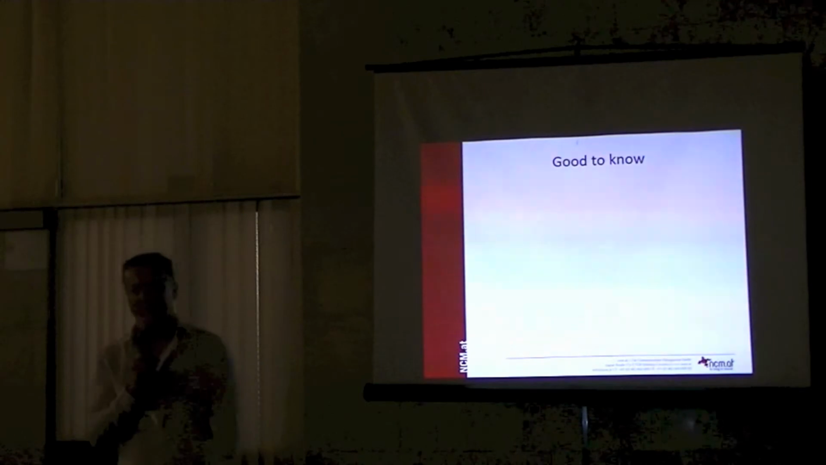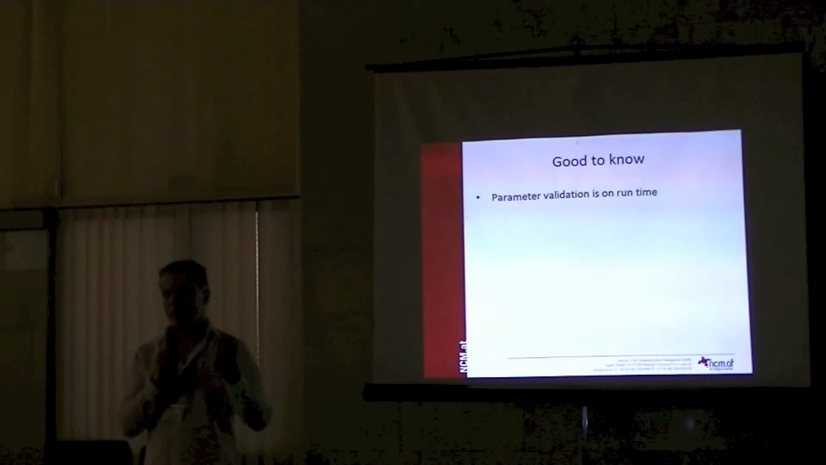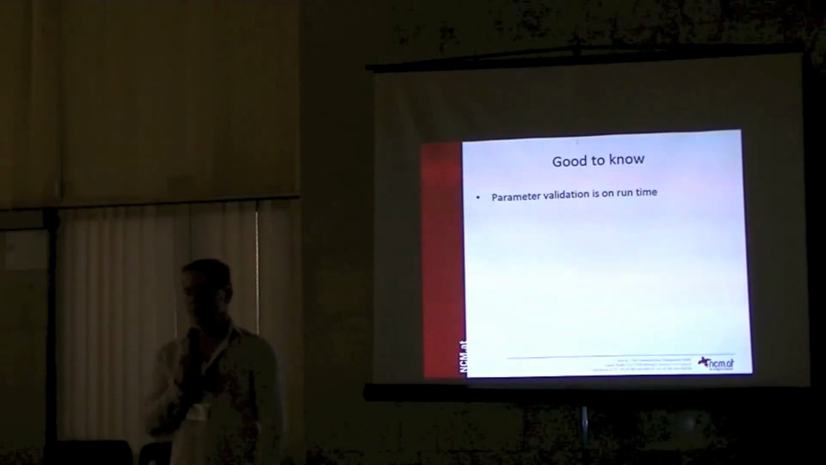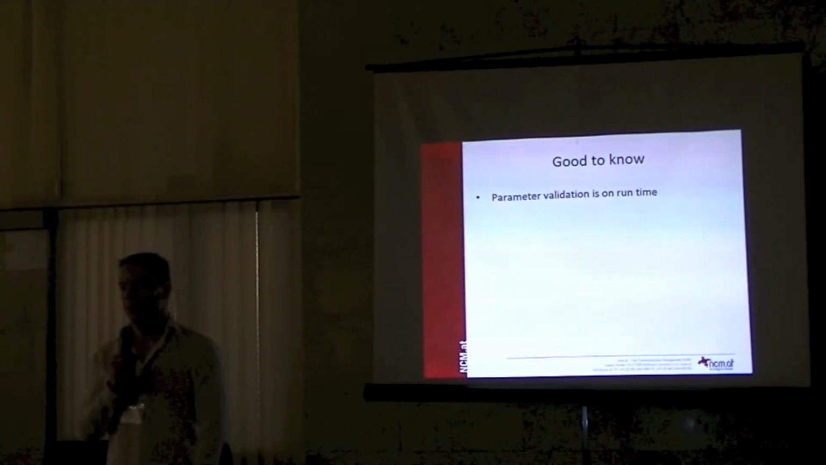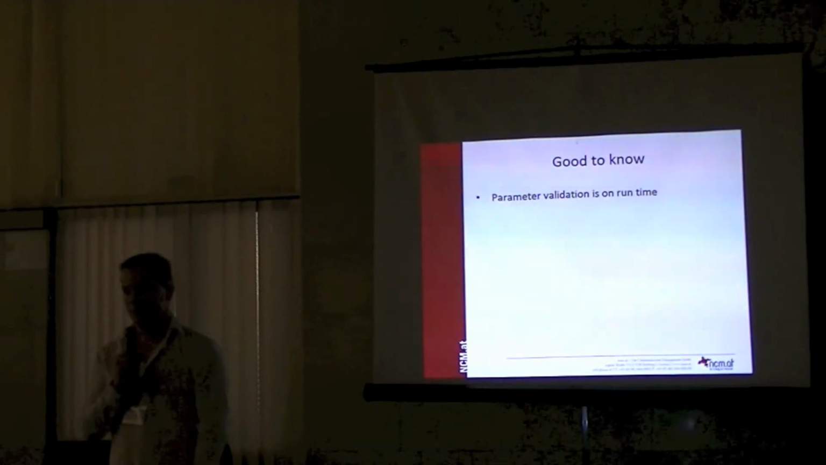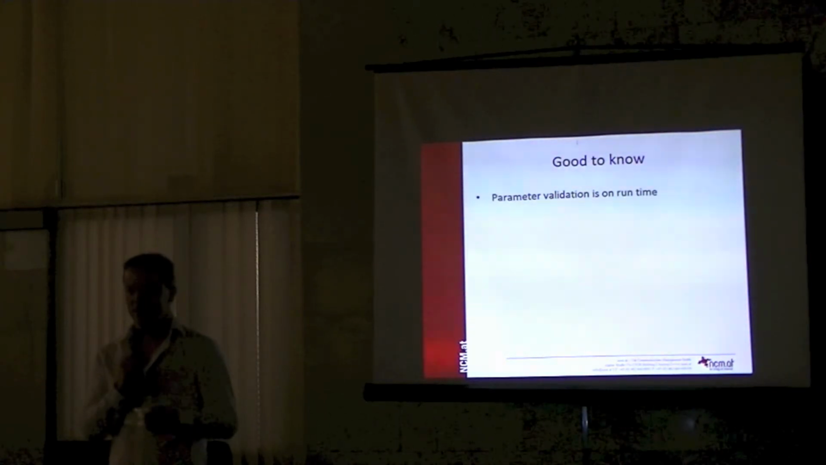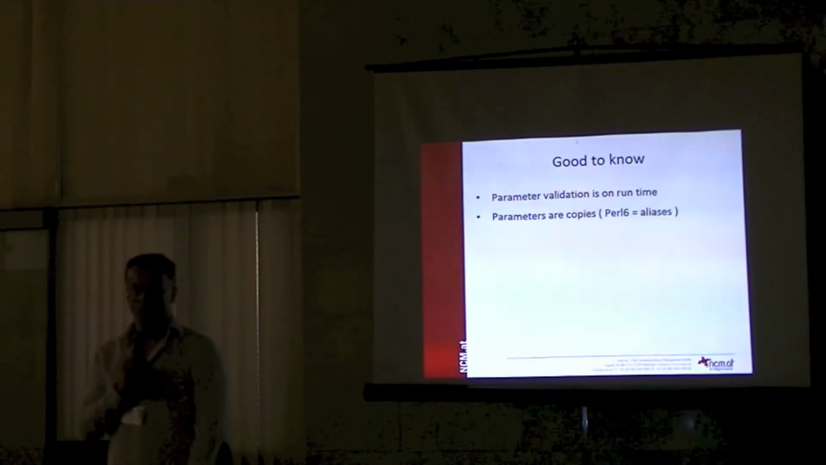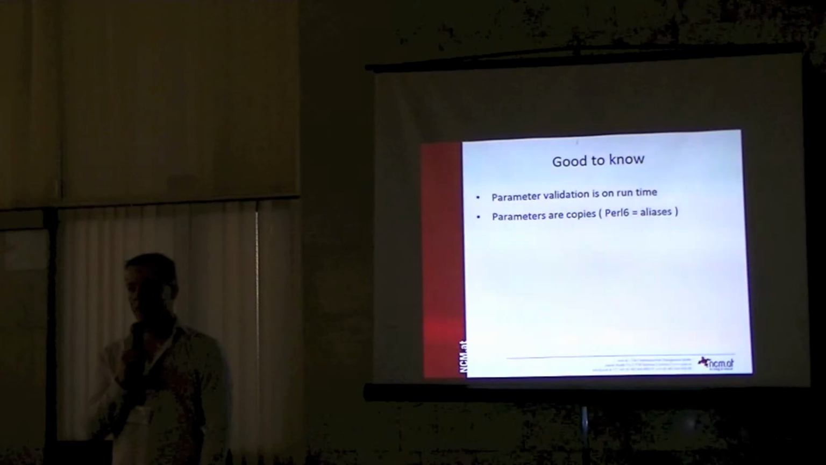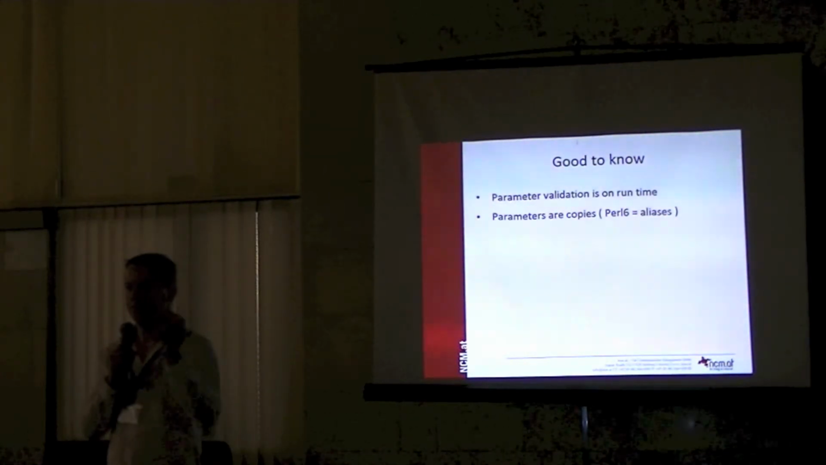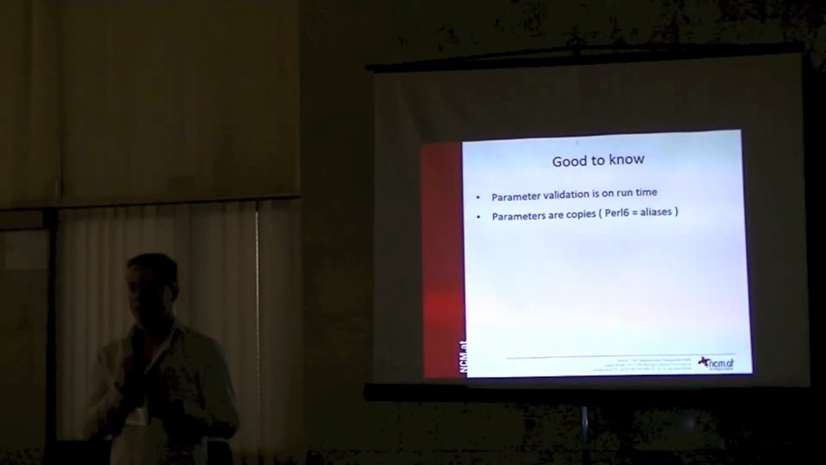And now we're going to go through the good to know. So first of all, you need to remember the parameter validation is on runtime. You're going to get only a compile error when you do some syntax error. So checking of the parameters is going to be only on runtime. All the parameters, as is standard in Perl 5, are going to be copies. So if you pass a parameter, it's going to create a copy of it. So think of it when you're passing a big string.